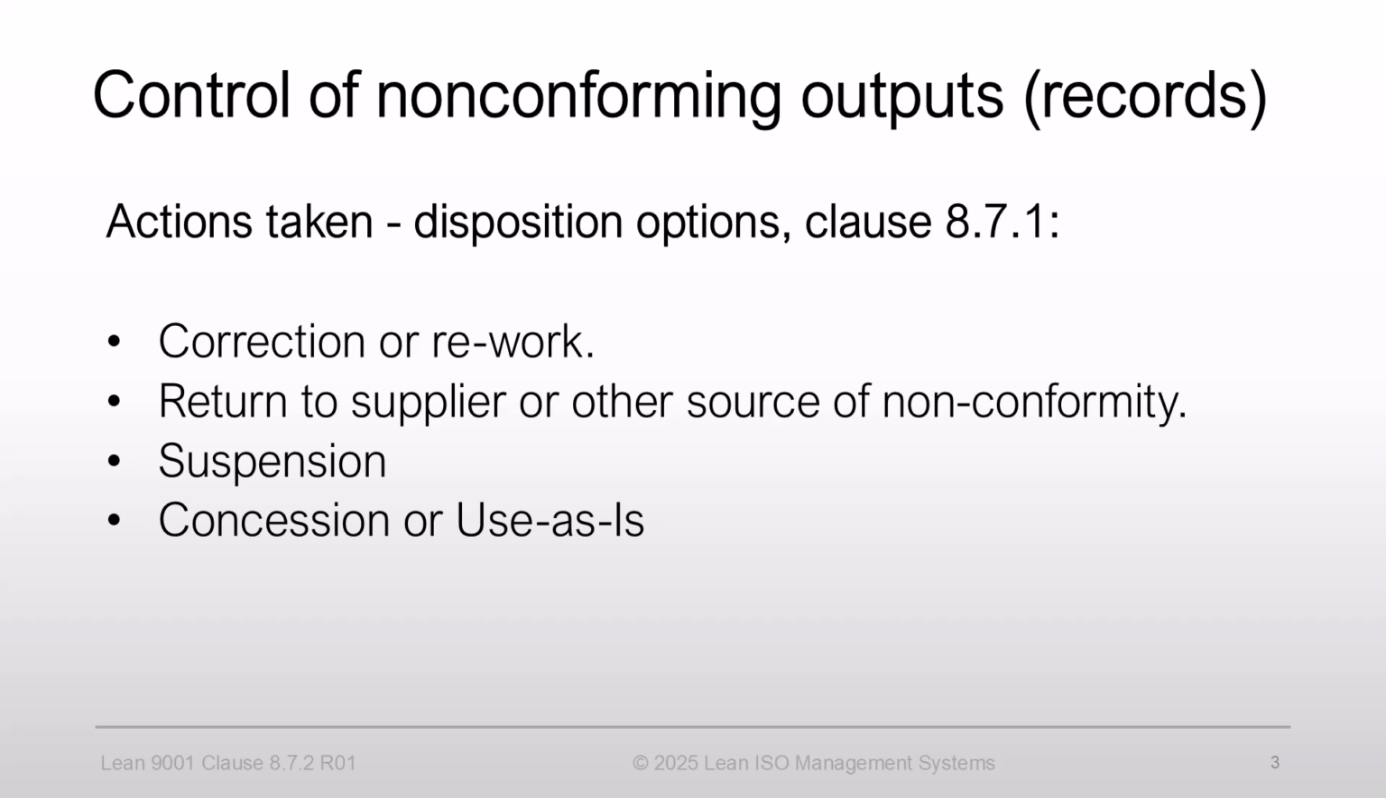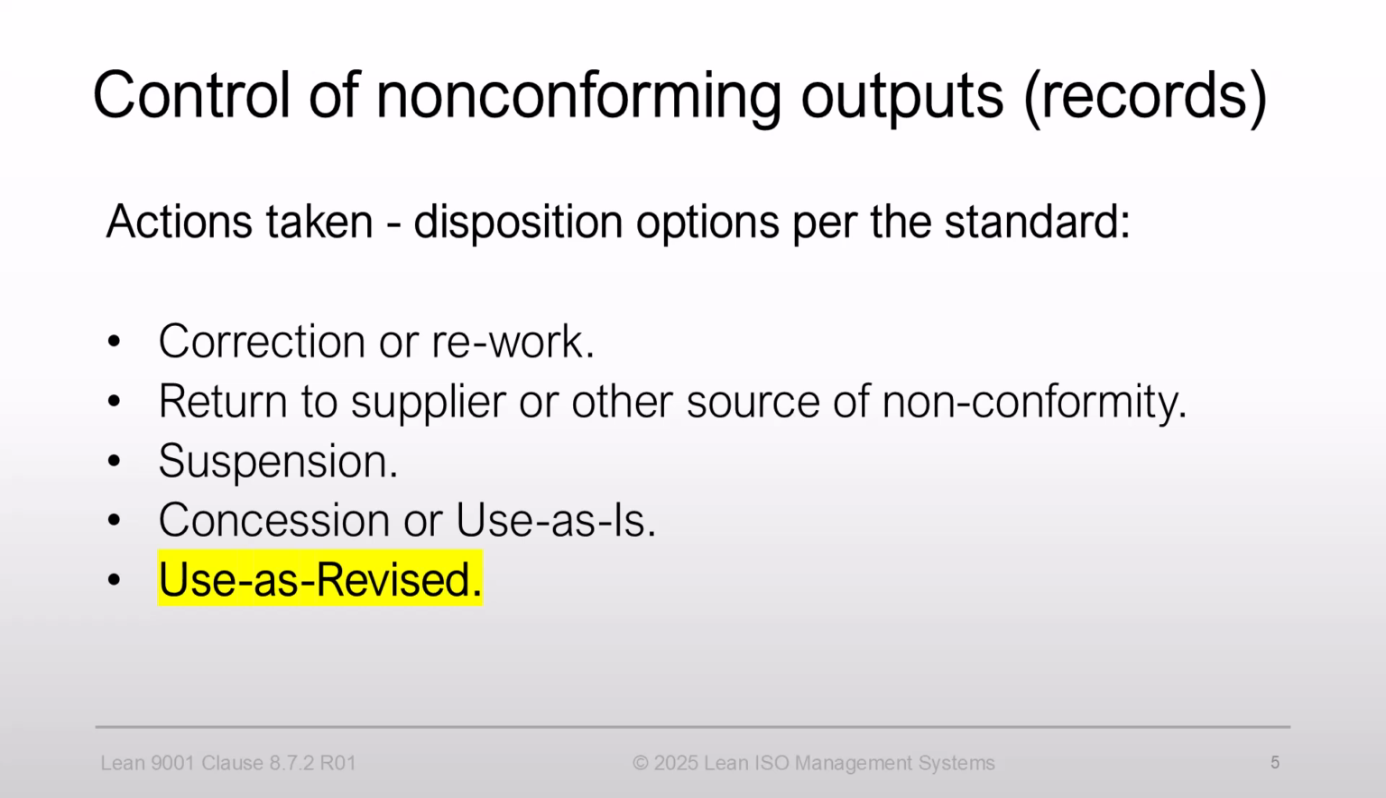So, what's the alternative? Use as revised? We discussed this approach in the previous videos, but here is a brief overview. If the output is usable but does not meet the spec, it means the spec was incorrect. So, go back, revise and revalidate your spec to reflect the real-life requirements and use the output per the new specification. This works well if you own the spec.